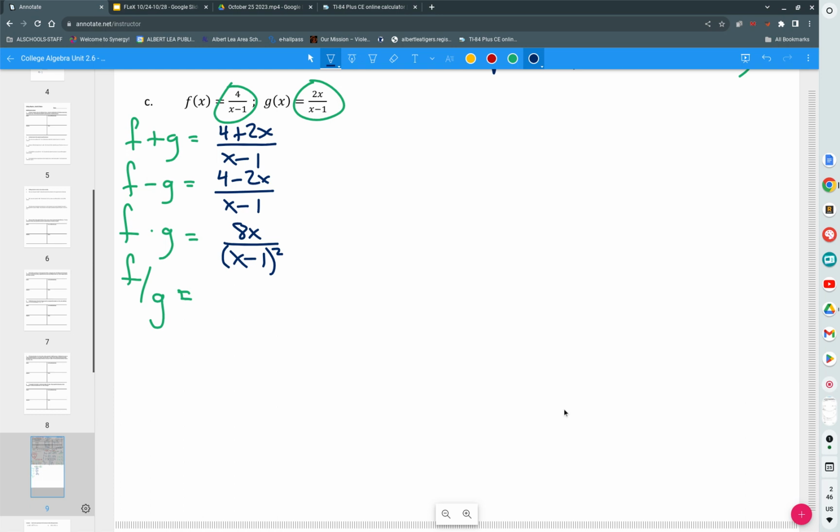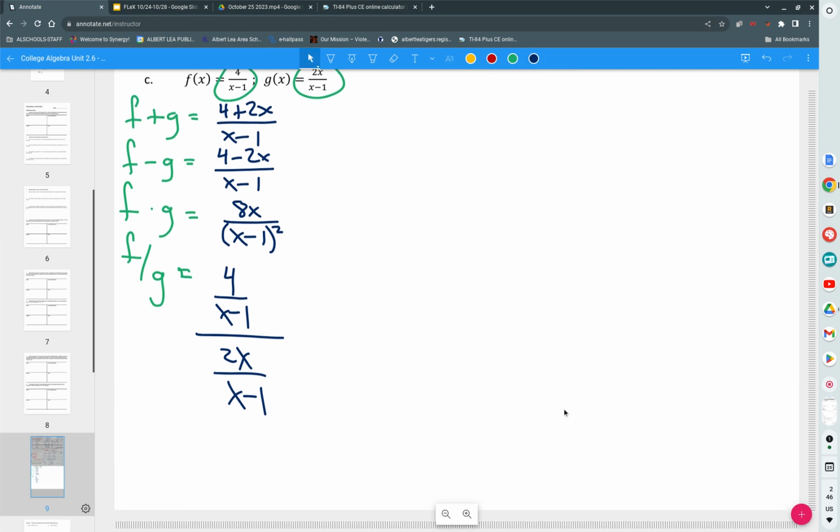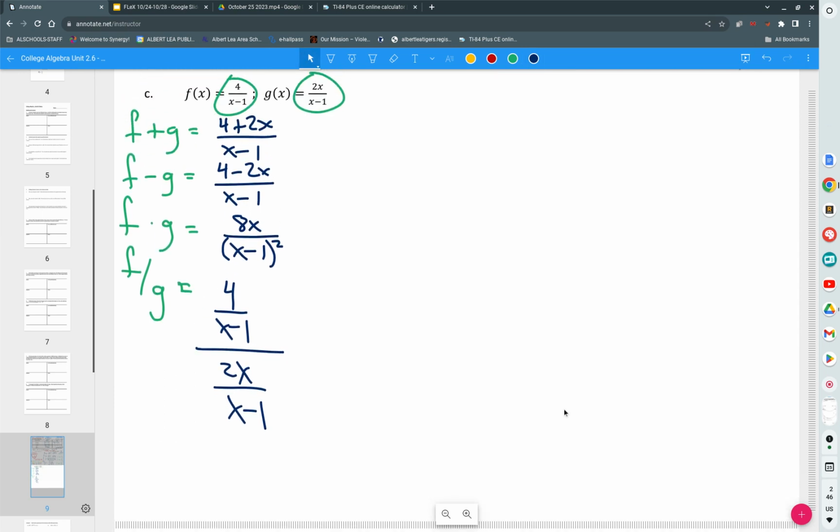And then the last one for dividing, you have 4 over x minus 1. You divide that by 2x over x minus 1. Somebody's first hour said, oh, I kind of remember doing something like this. Well, yeah, this is a complex fraction. In order to simplify a complex fraction, you need to multiply by the reciprocal. Before we do that, I want to talk about the domain, because it lends itself right to this last part.